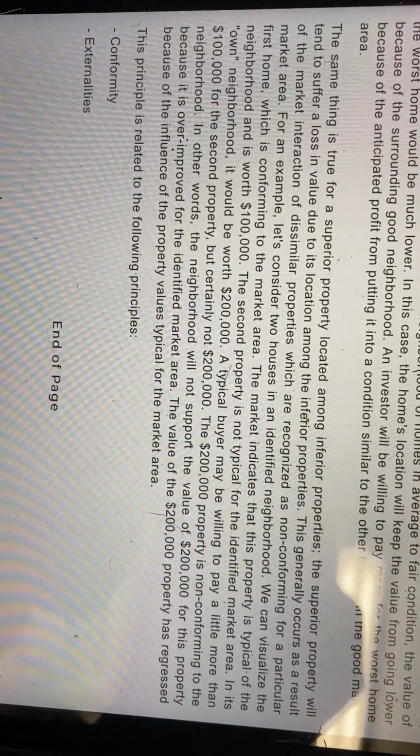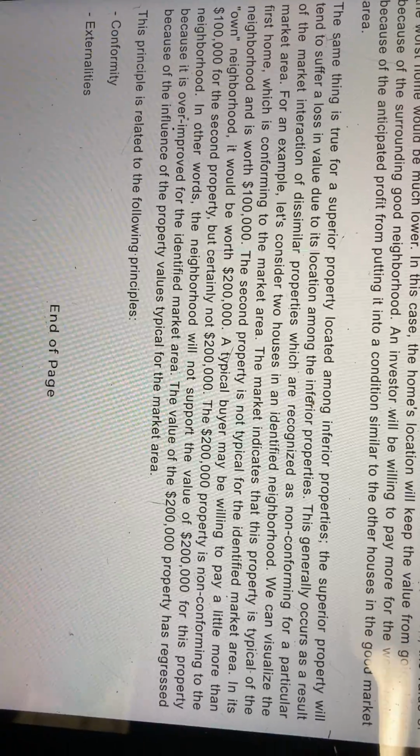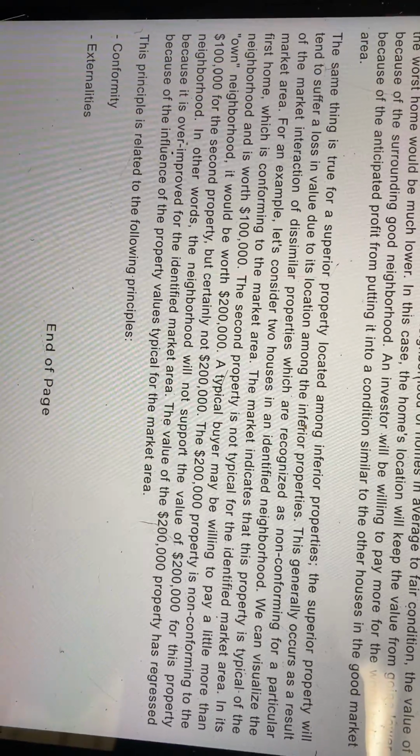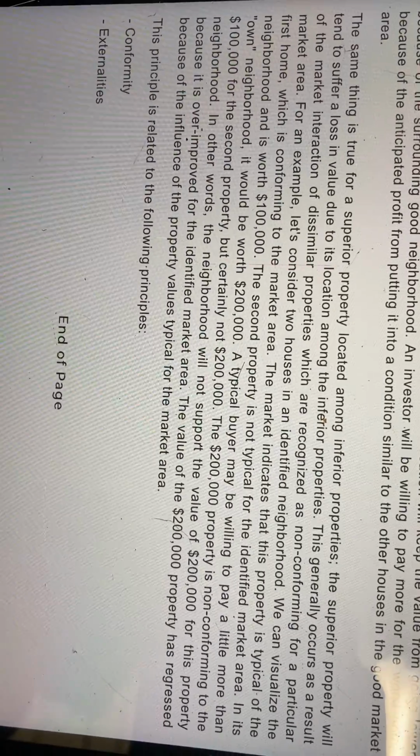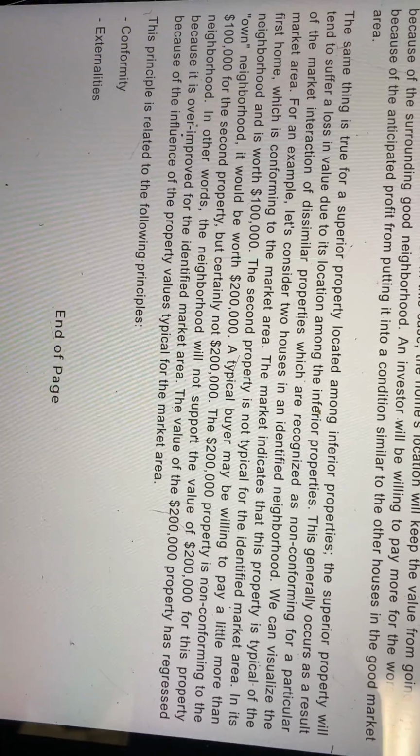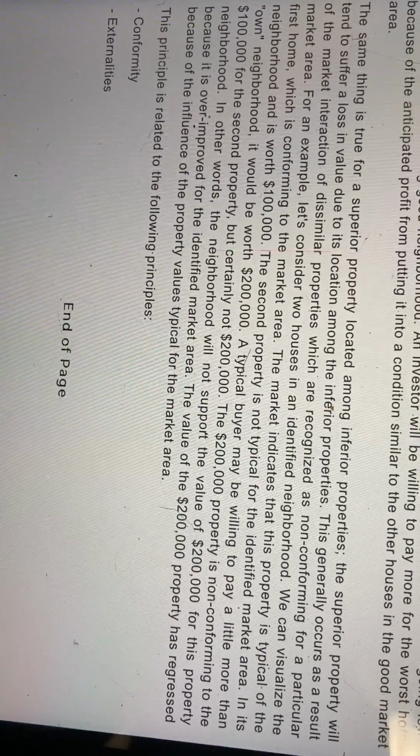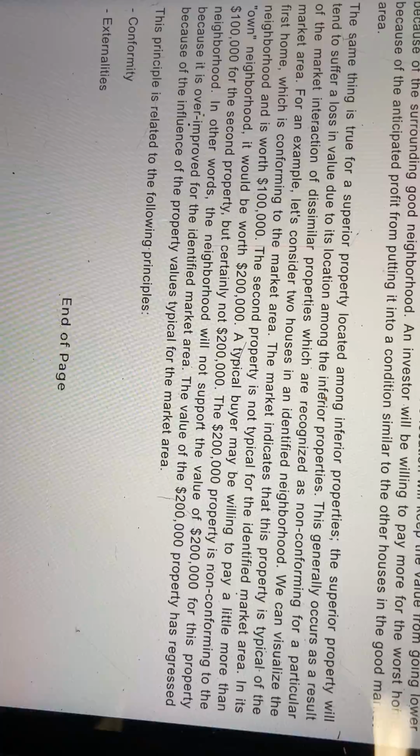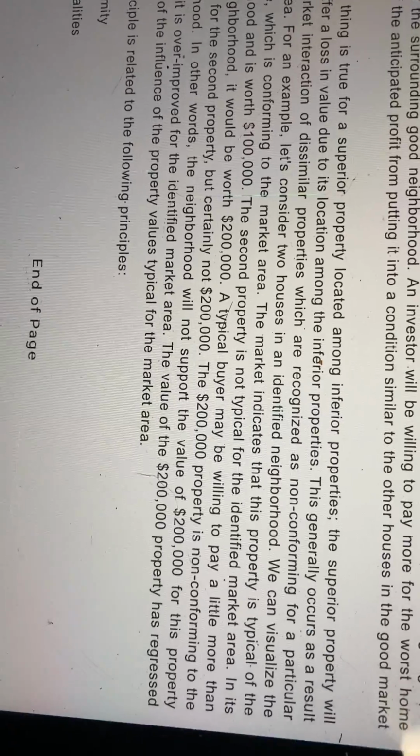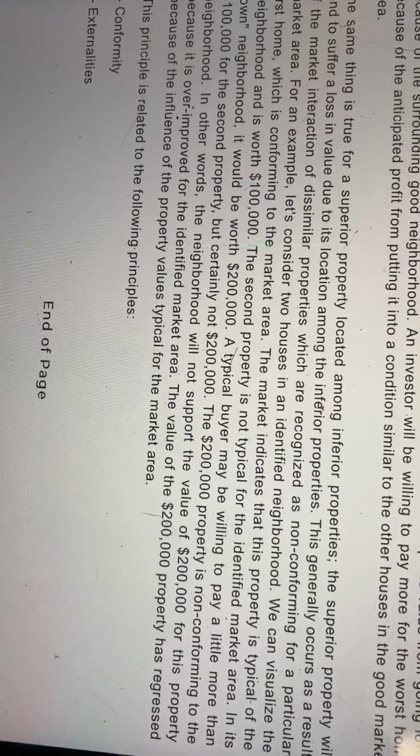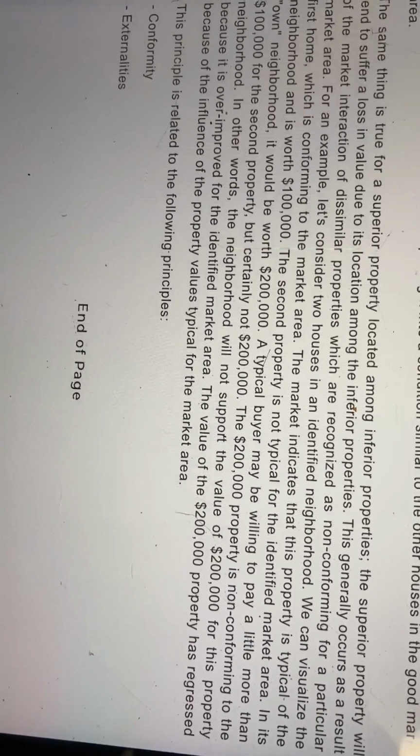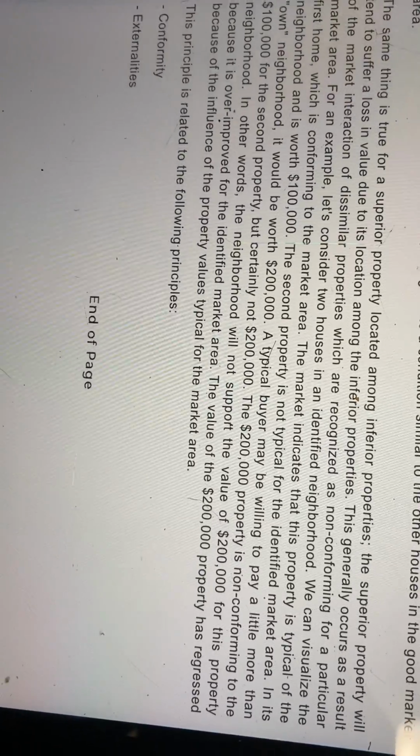The same thing is true for a superior property located among inferior properties. The superior property will tend to suffer a loss in value due to its location among the inferior properties. This generally occurs as a result of the market interaction of dissimilar properties, which are recognized as non-conforming for a particular market area. For an example, let's consider two houses in an identified neighborhood.